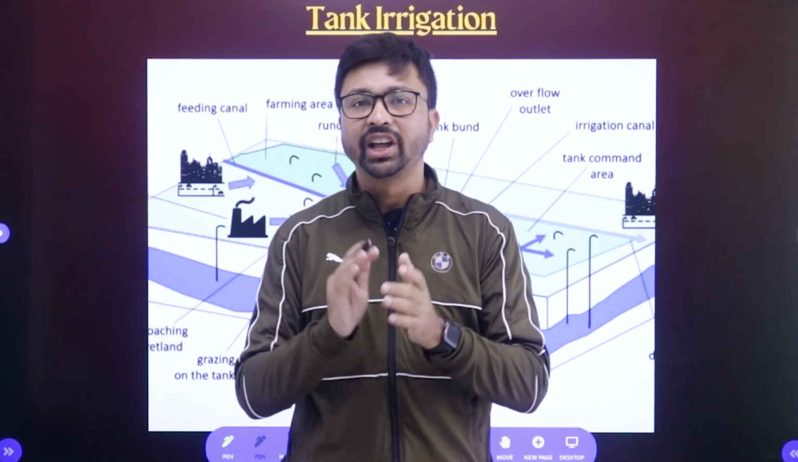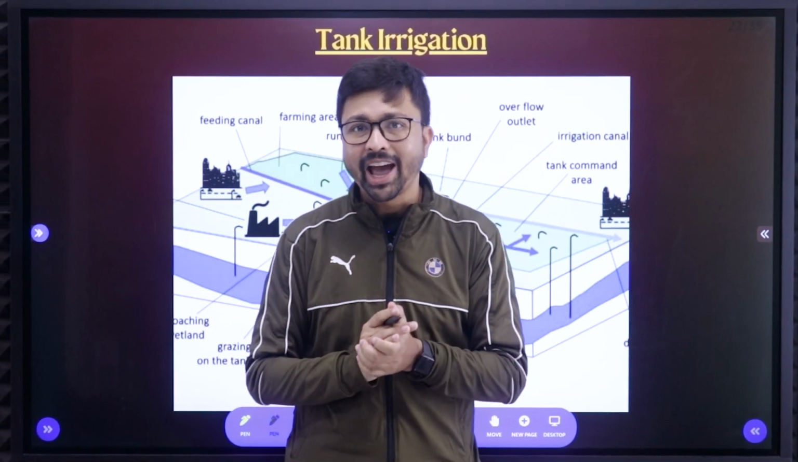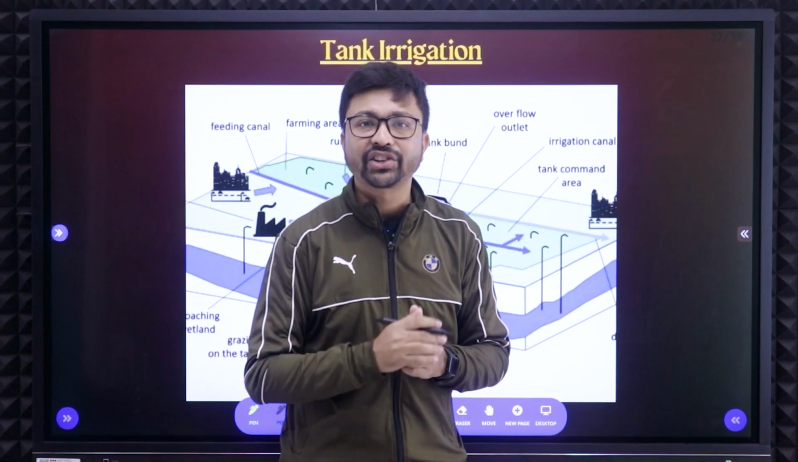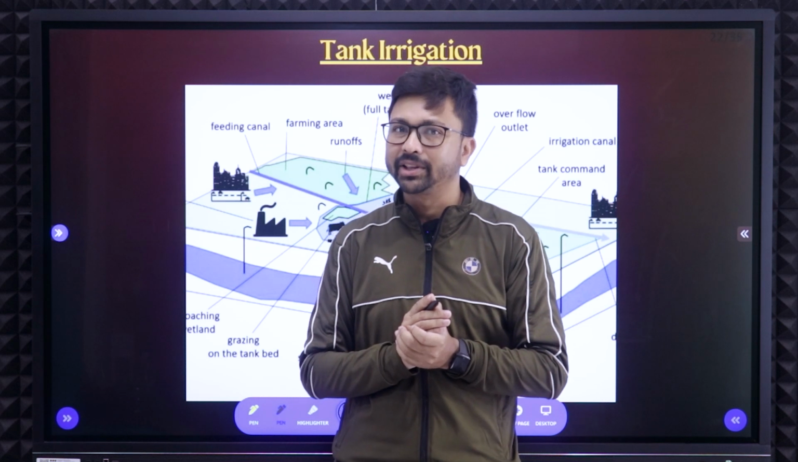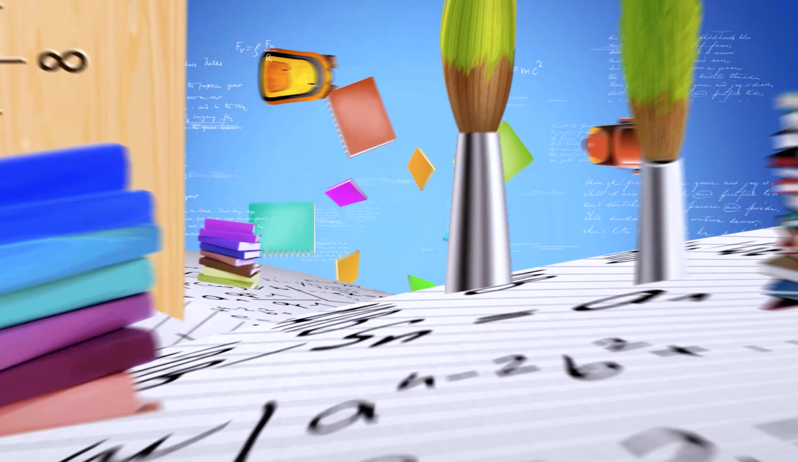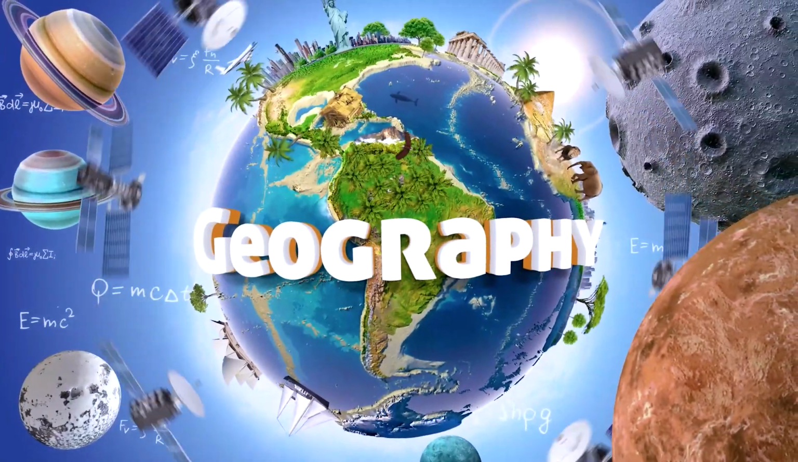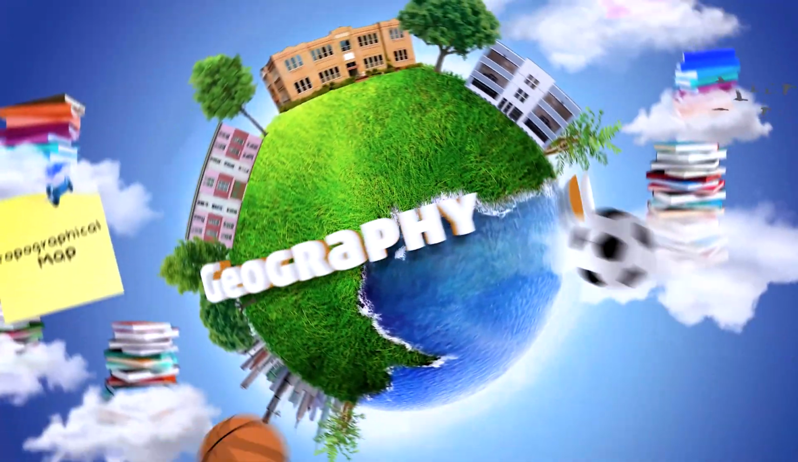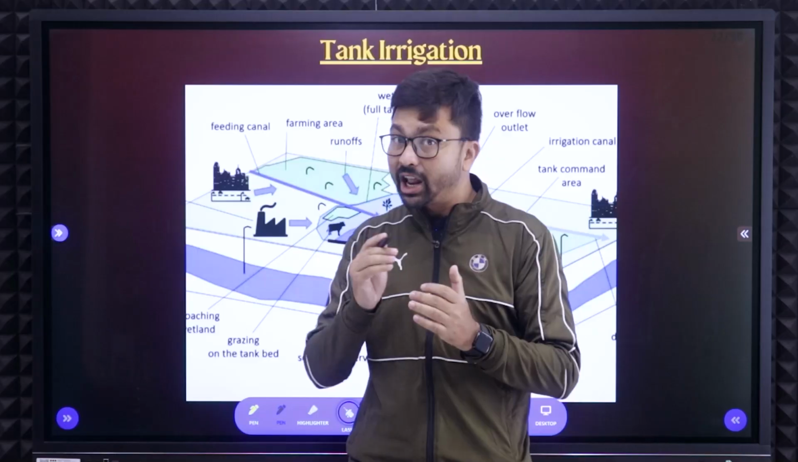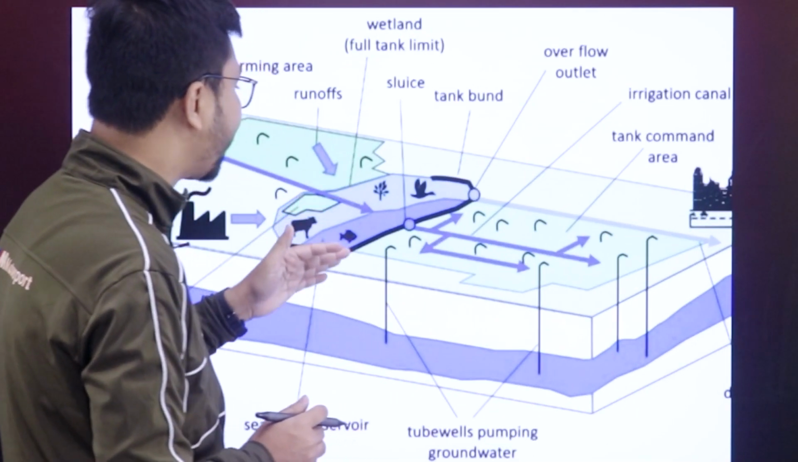Here we are discussing the methods of irrigation that we practice in India. In my last video, we discussed wells and tube wells. One was a traditional method, another was a modern method. Now here we will discuss another traditional method of irrigation, that is tank irrigation.